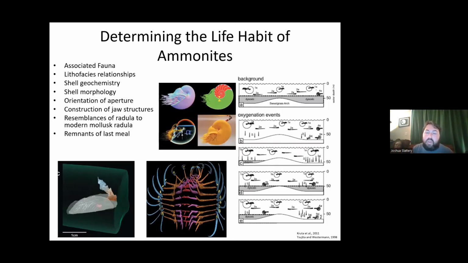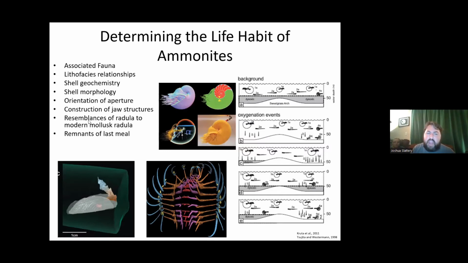One of the most exciting things is looking at the jaw structure. Ammonoids have these very distinct jaws, and all cephalopods have these jaws that are almost beak-like. Based upon the thickness and the structure of the jaws, we can start to figure out what type of food the ammonoid was eating when it lived.